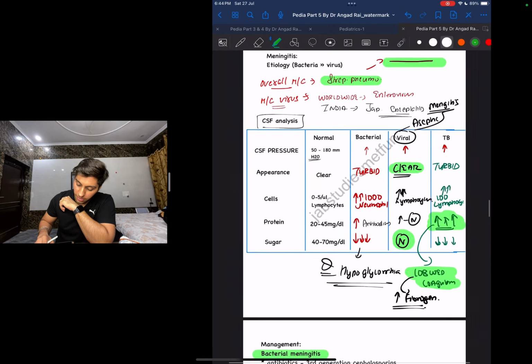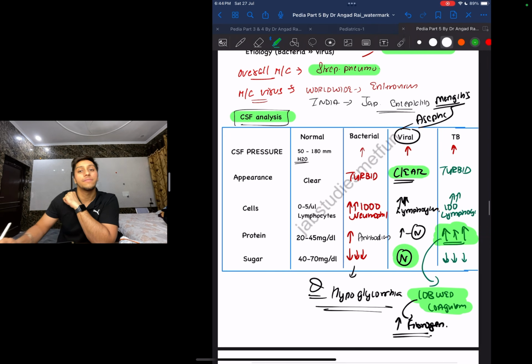Now, guys, talking about the CSF analysis, a very important topic. This comes in medicine also, this comes in PD also, very important. So please pay attention to this. So guys, remember this fact. Normal CSF pressure is going to be 50 to 180 mm of water, not mercury, guys. 50 to 180 mm of water.